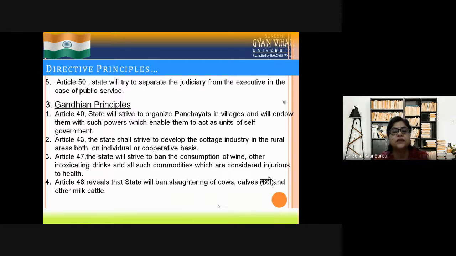And Article 43, the state shall strive to develop the cottage industry in the rural areas both on individual and cooperative basis. Article 47, the state will strive to ban the consumption of wine, other intoxicating drinks, and all such commodities which are considered injurious to health. Article 48 reveals that state will ban slaughtering of calves and other milk cattle. So these are the principles which are related or influenced by Gandhian principles.